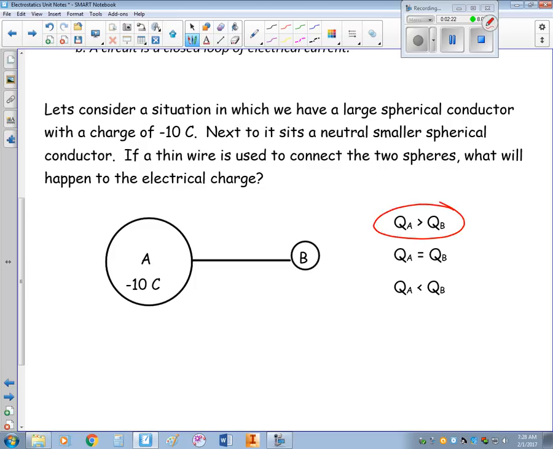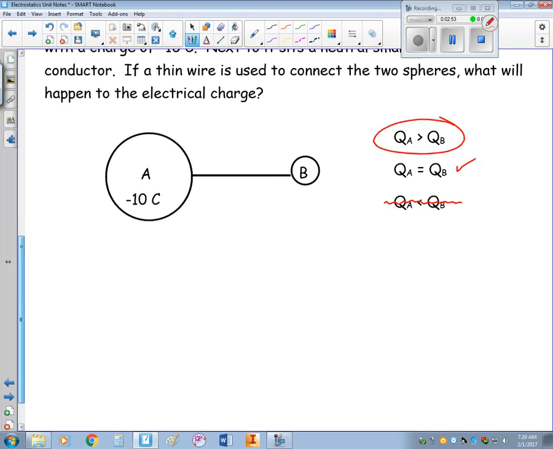Now, we can obviously see that this one right here is going to be wrong. I hope that you can see that one's pretty obvious. I imagine most people chose this one. You said, oh, electric charge is conserved, so I would have 5 coulombs move to object B, 5 coulombs would stay on object A, and they would be the same. But in fact, it's actually the first one. The charge on A will be greater than the charge on B, and I can explain why.